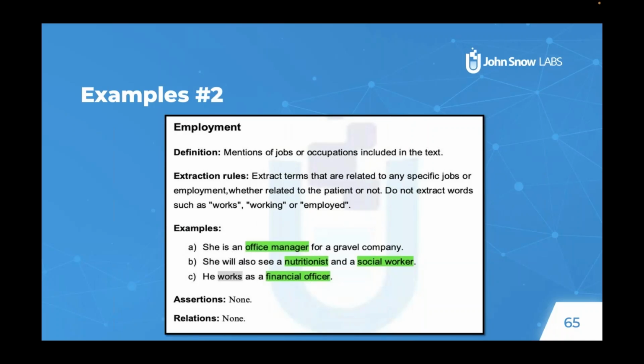Employment. In many models, the employment status is important, and you see the definition: mentions of jobs or occupations included in the text. So that means we are interested in actual positions that someone has or the patient has, and we go further, extract terms that are related to any specific jobs or employment, whether related to the patient or not. So we also extract employments of workers, but we do not extract words such as works, working, or employed. So we are not interested in the employment status. We are actually interested in the jobs or occupation per se. We don't have an assertion for this label, and we don't have relations.